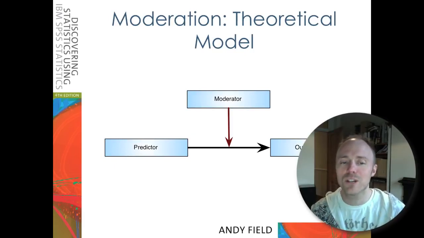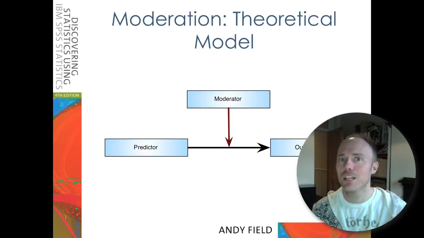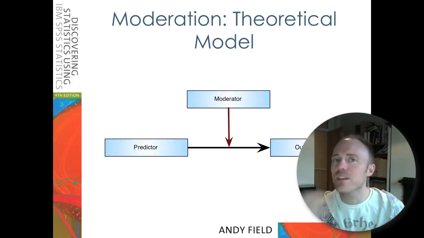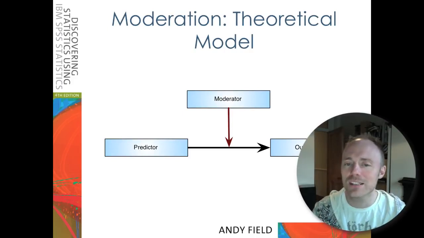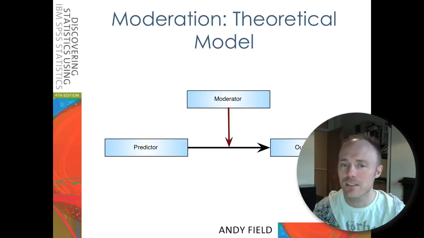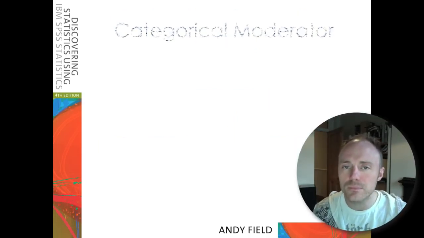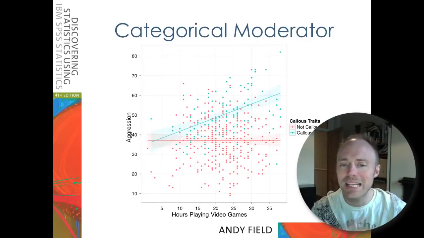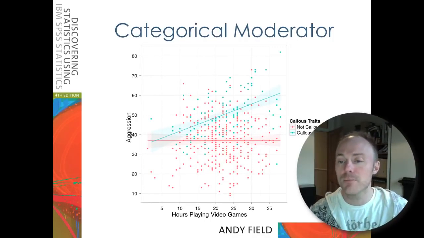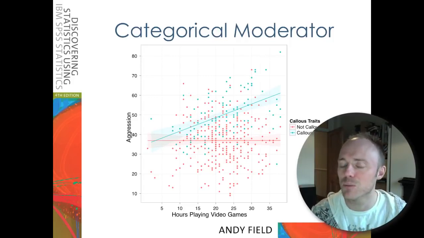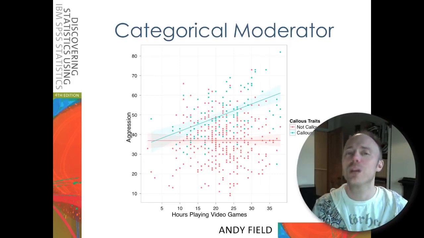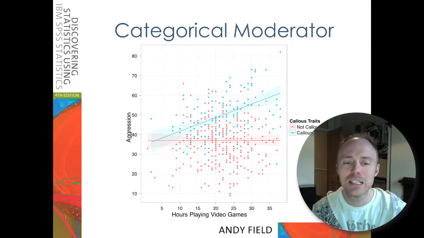So there's a quantified relationship between video games and aggression, and what we're saying is the size or the nature of that relationship changes as a function of callous unemotional traits. There are a few ways this could work. First of all, it's possibly easiest to explain if you imagine that callous unemotional traits is a categorical variable. So you either have them, you're a callous person, or you don't have them, you're not a callous person.